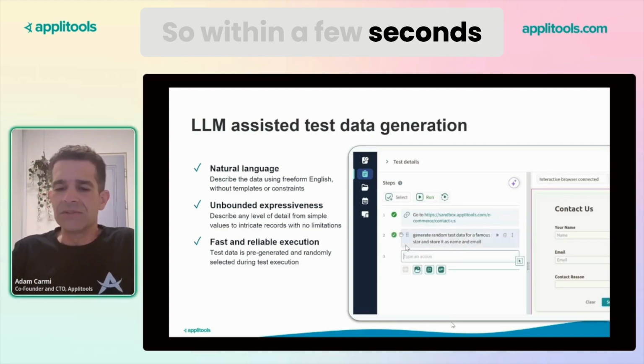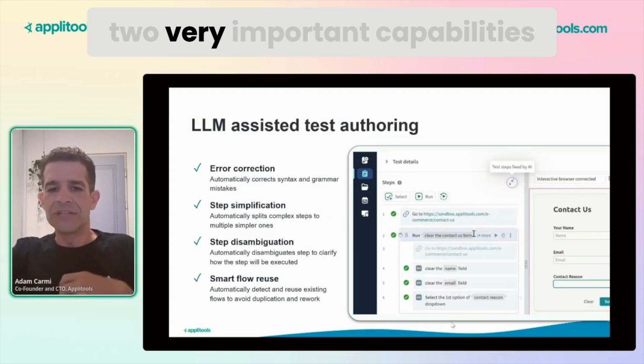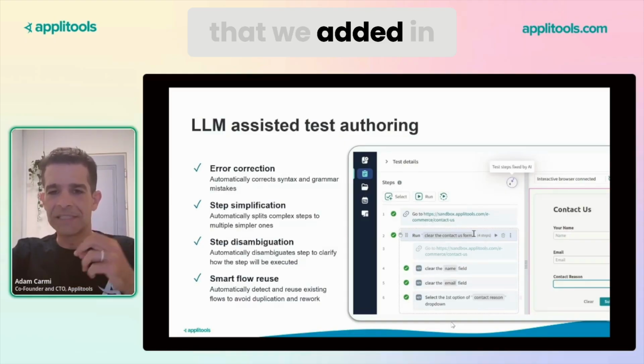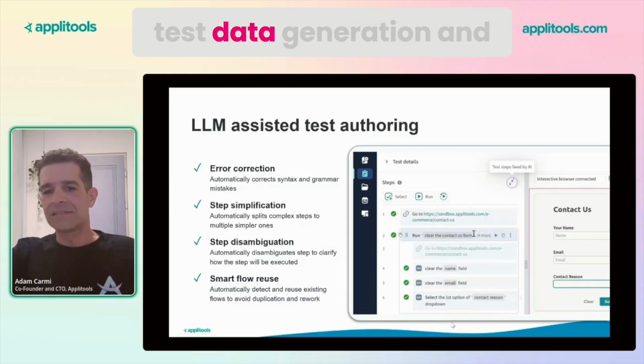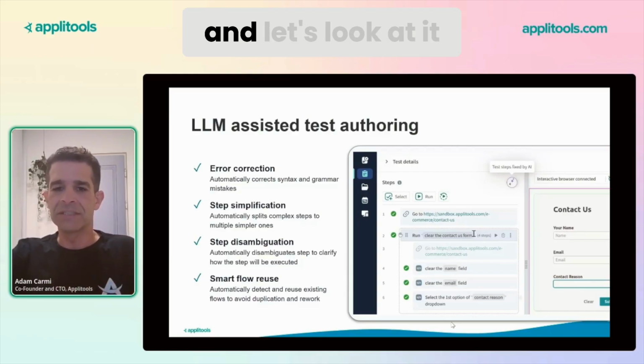So within a few seconds, the LLM will generate the data set for us. And now, two very important capabilities that we added in the latest release are test data generation and test step generation, which Heather also mentioned, and let's look at it.